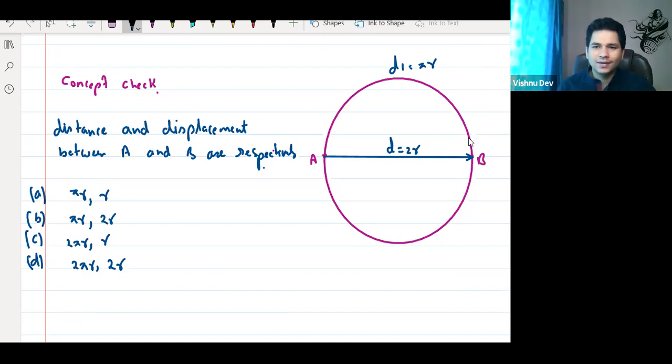Sir, from A to B the distance is this D1, right? And this is the displacement. Okay? Clear to everyone? So the answer is B. Answer is B. Correct. Everyone got this? Okay? Right? So I guess the concept of distance and displacement is clear. Okay, let's go. Up next.